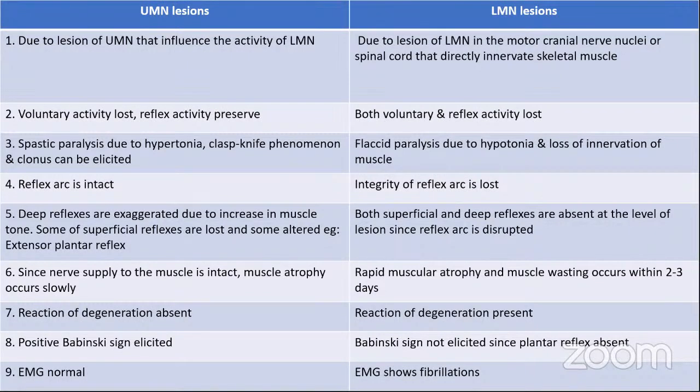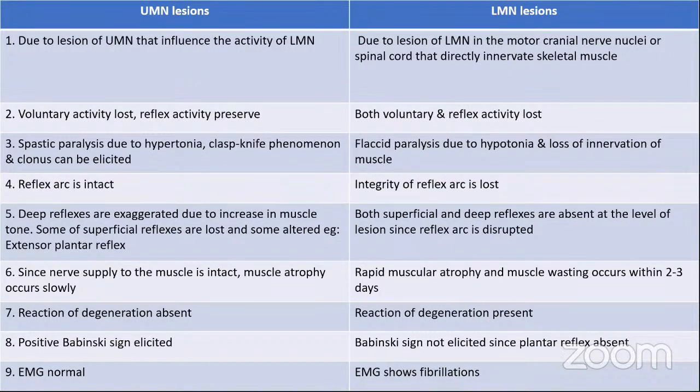And second, about the UMN lesion, voluntary activity is lost, but reflex activity is preserved. The third is spastic paralysis due to hypertonia, clasp knife phenomenon, and clonus can be elicited. All these terms you will study later. And the fourth is reflex arc is intact.